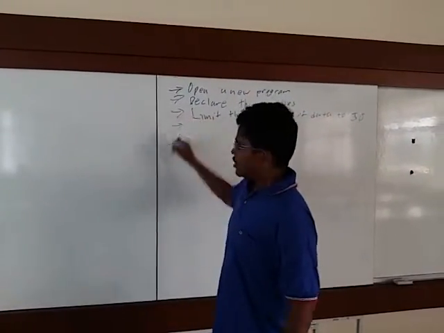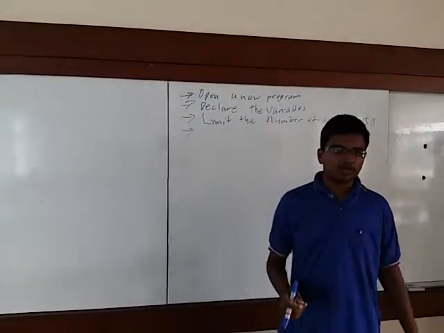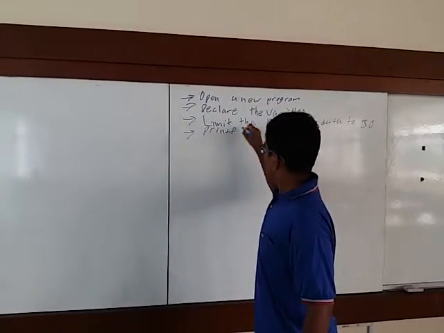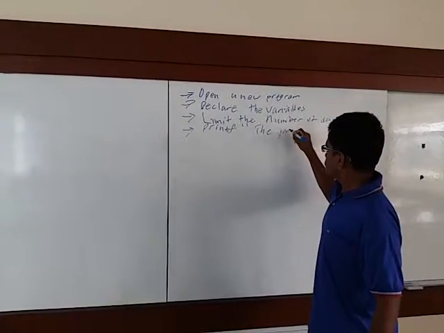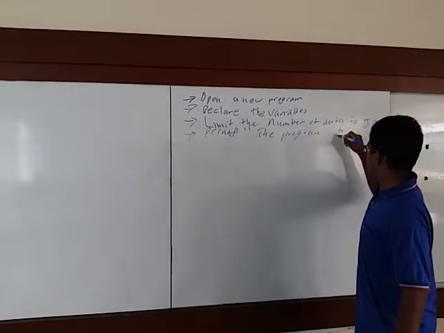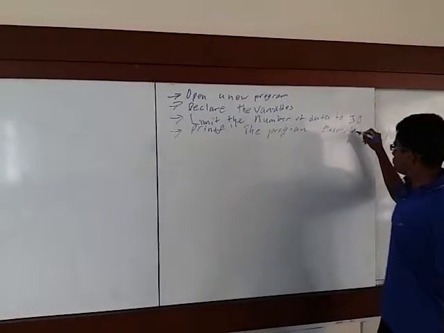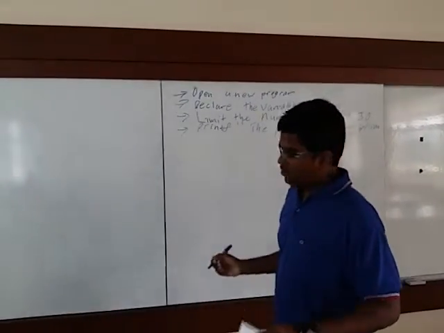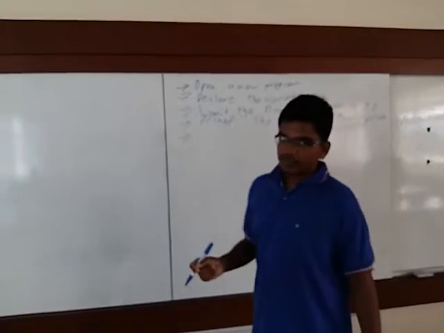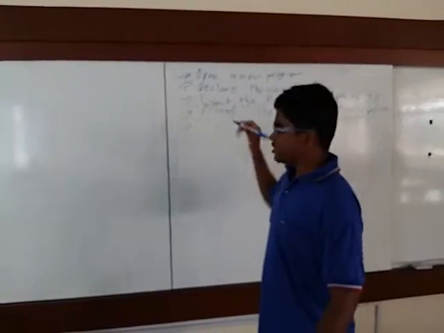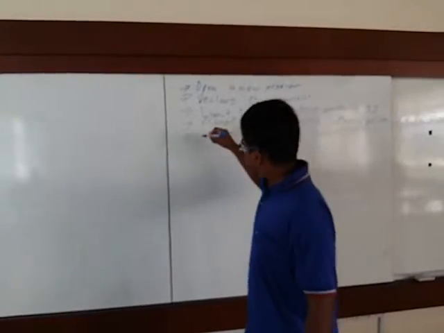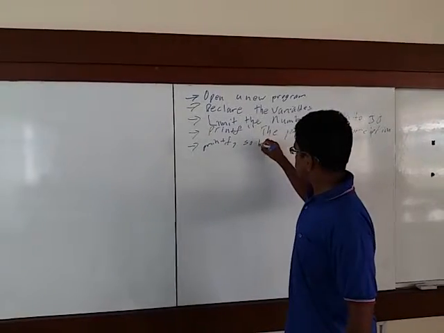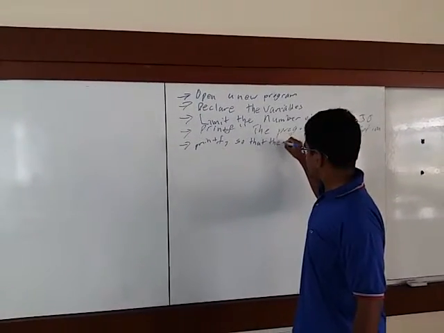And in every program there must be a description for the user to know what the program is all about. So the next step is to printf the program description, what the program is all about. And then we want to know the number of data the user wants to input. So we also printf this so that the user will input the number of data he wants to input.